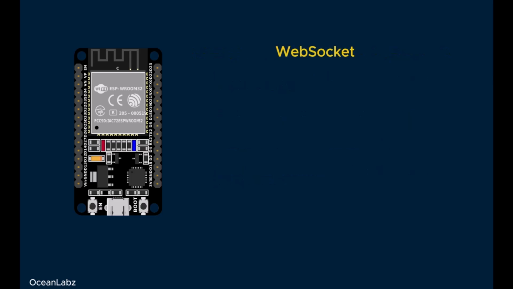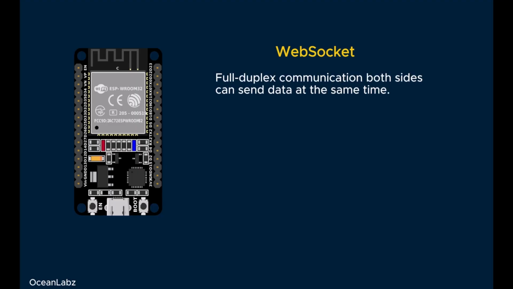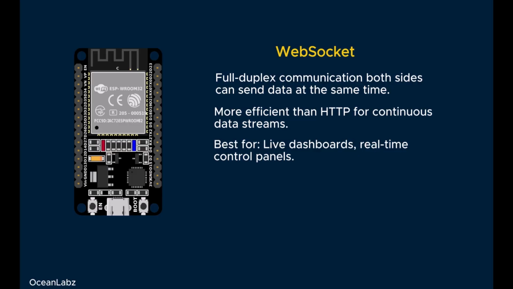Alright, number 3 on the list is WebSocket. Now this one's pretty cool. It allows full duplex communication, which basically means both sides can send data at the same time. It's more efficient than HTTP when it comes to continuous data streams because you don't need to keep opening and closing connections. So, yeah, it's perfect for things like live dashboards or real-time control panels where things need to update instantly.